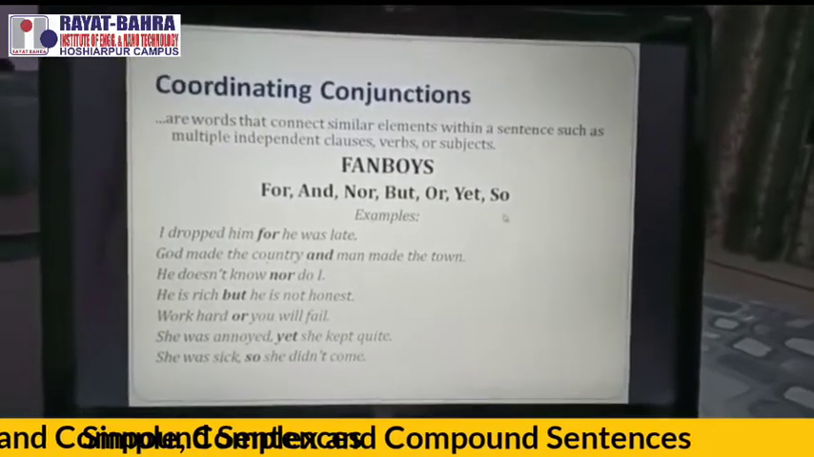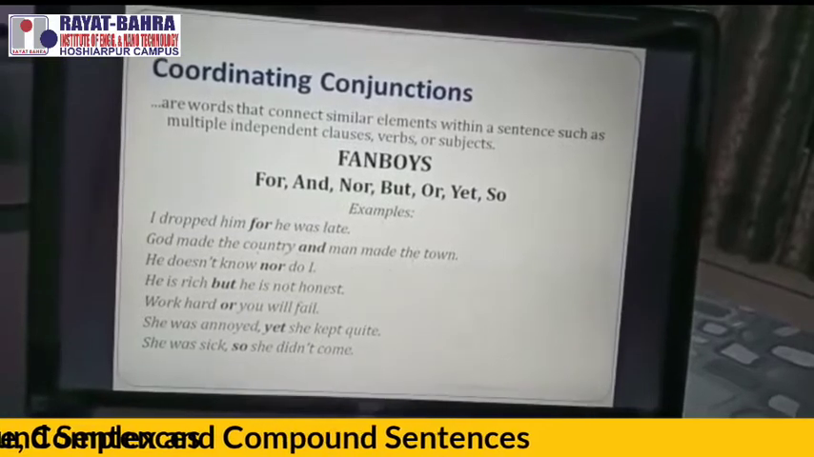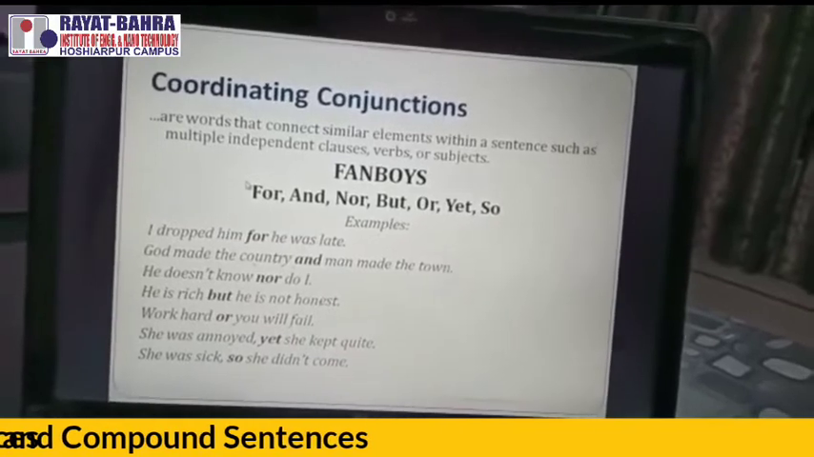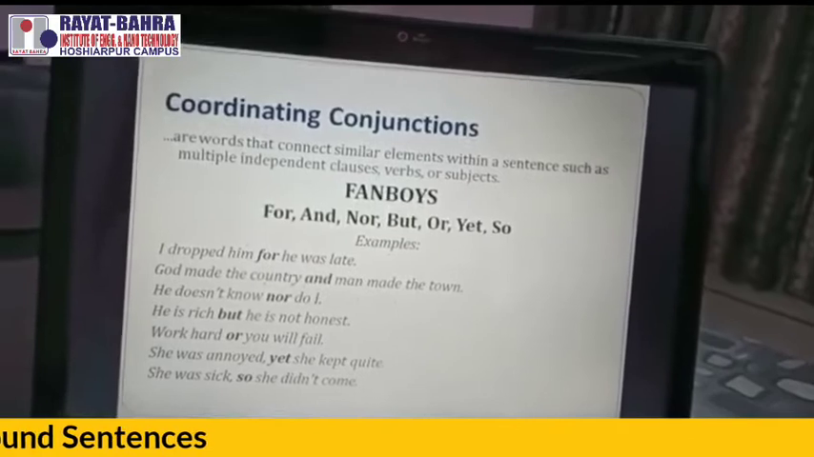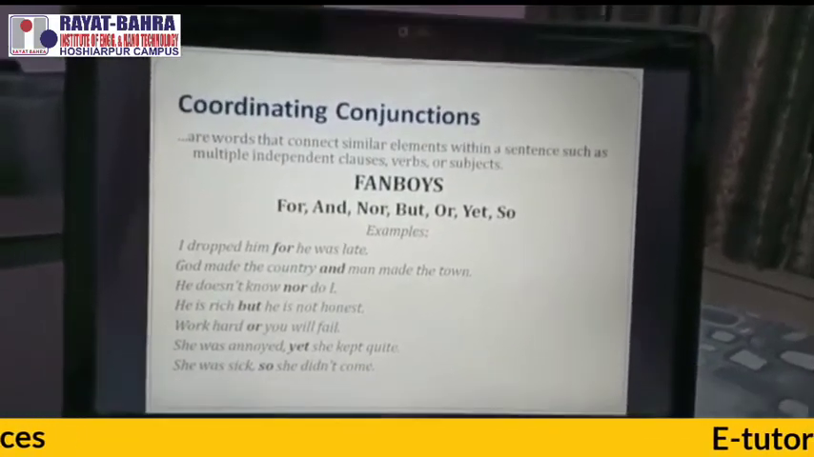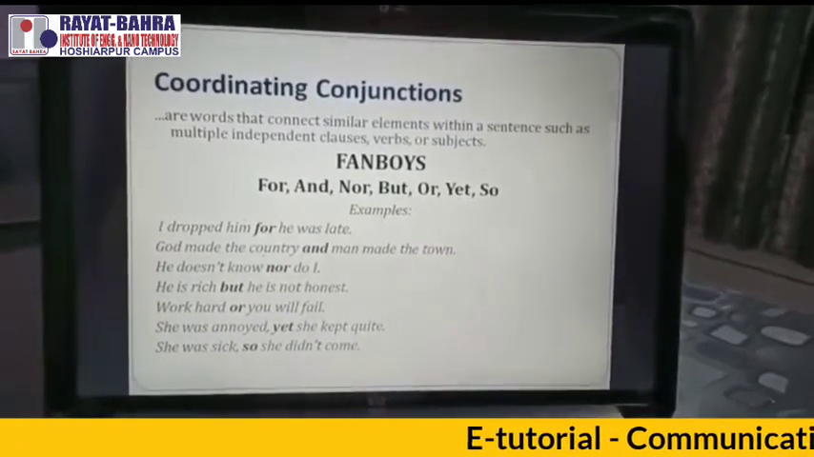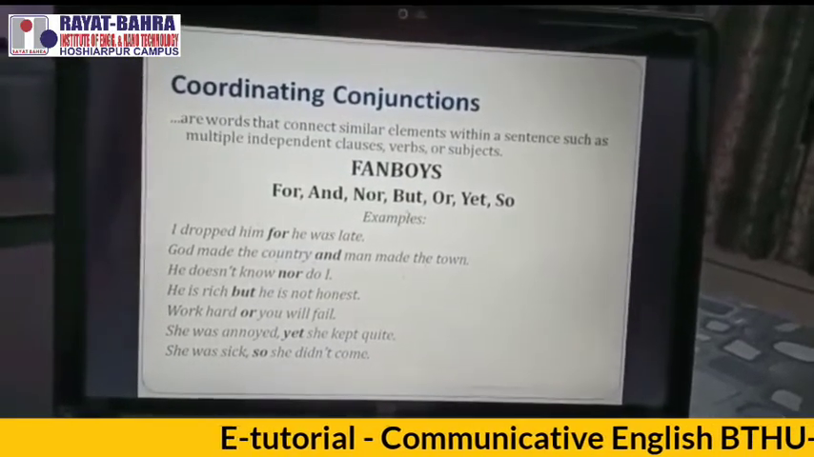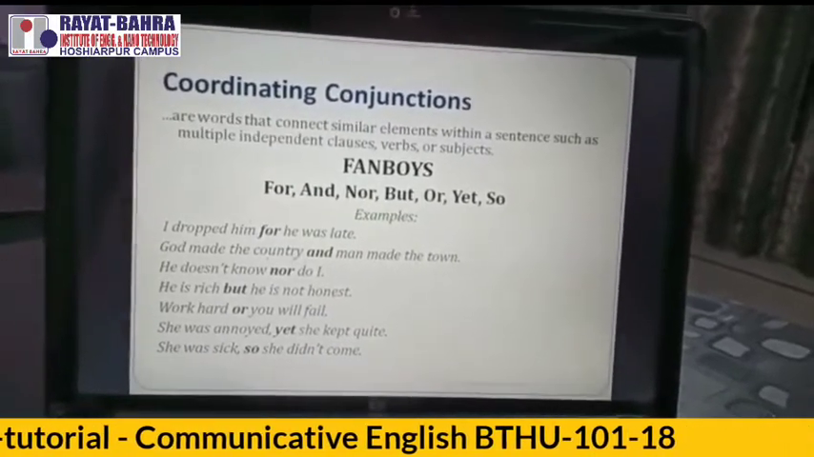It means that in the sentences wherever you find these coordinating conjunctions used, you can easily identify that these are compound sentences, because these coordinating conjunctions are used to join only two independent clauses. They are not used in complex sentences. These connecting words, which are known as coordinating conjunctions, are used only in compound sentences.